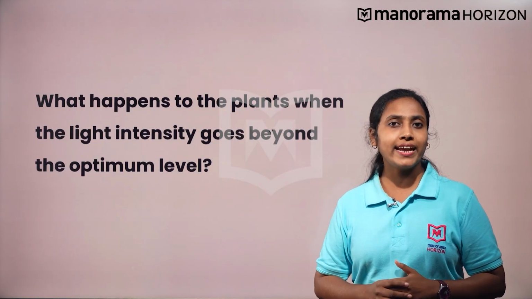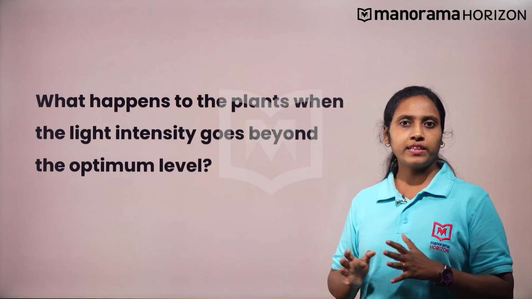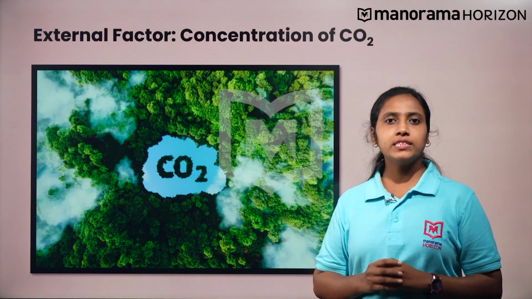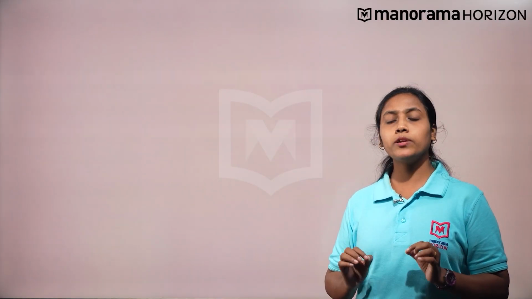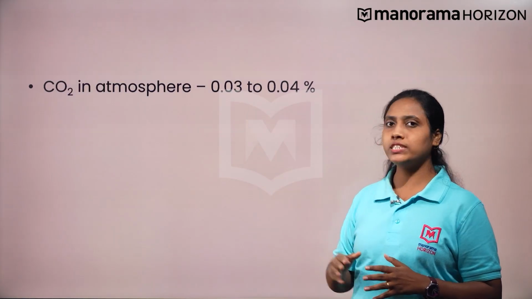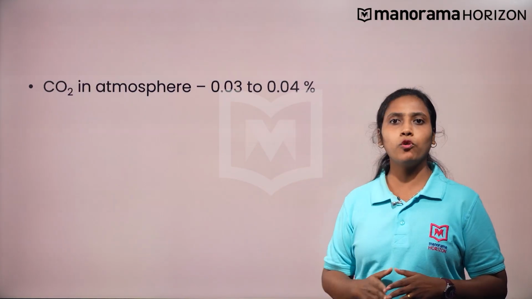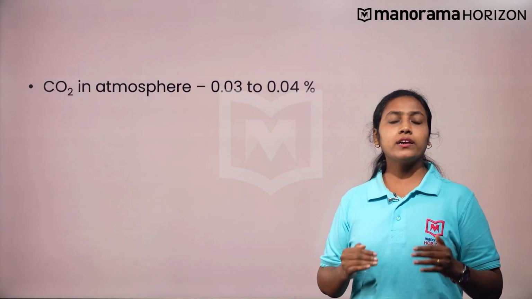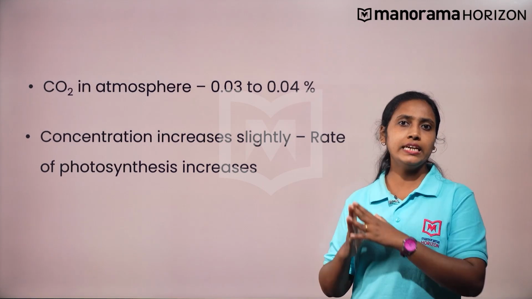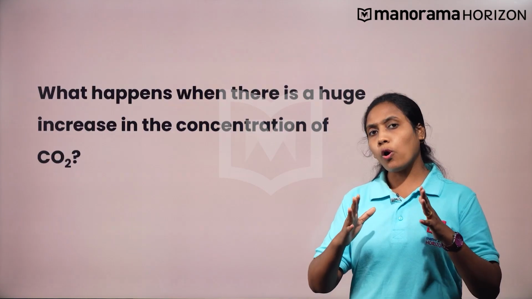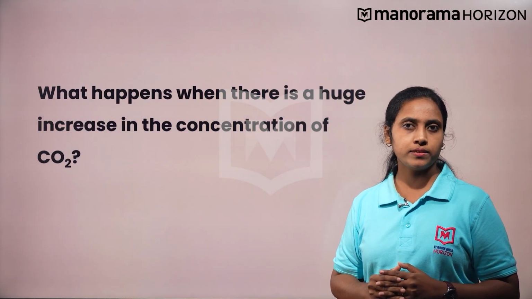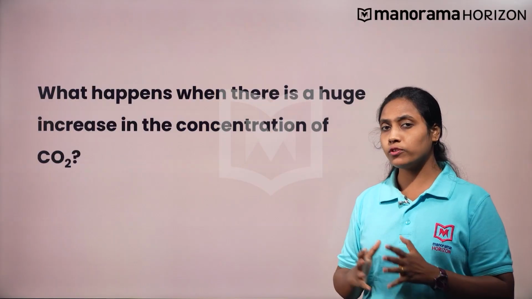Let's now move to the next factor, that is concentration of carbon dioxide. We know that the concentration of carbon dioxide in the atmosphere is very low, that is approximately 0.03 to 0.04%. When the concentration increases slightly, the rate of photosynthesis increases. Now, what happens when there is a huge increase in the concentration of carbon dioxide? Will it affect the photosynthetic rate?